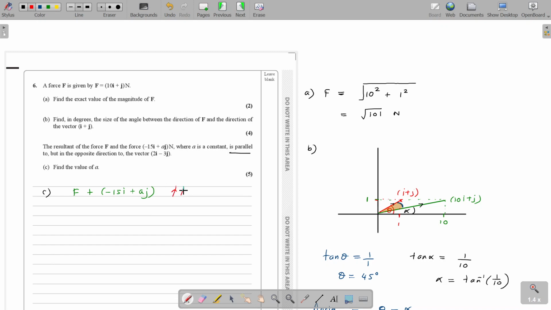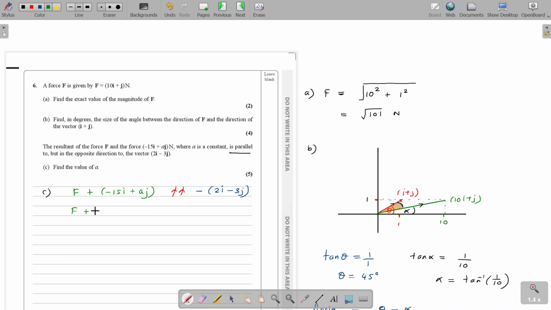So this resultant is parallel but in the opposite direction, which means what? What do you mean by the opposite direction of 2I minus 3J? Opposite direction means to change the direction to the other side, the reverse direction. What you have to do is just take the negative of the same vector, isn't it? So this resultant force is parallel to minus of 2I minus 3J, because it's the opposite direction. Are you with me?